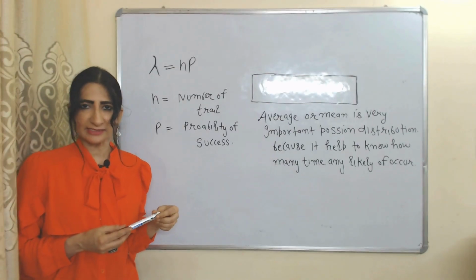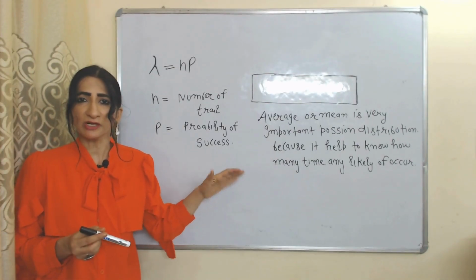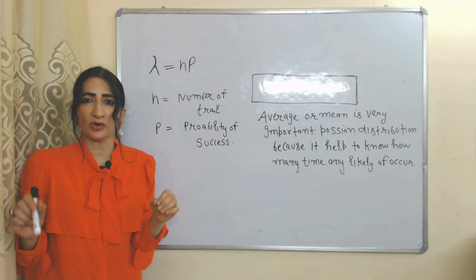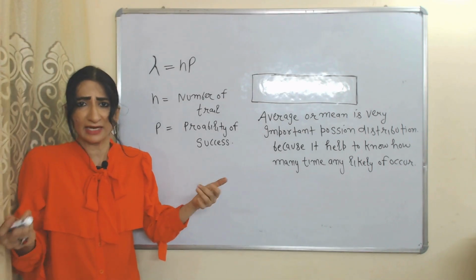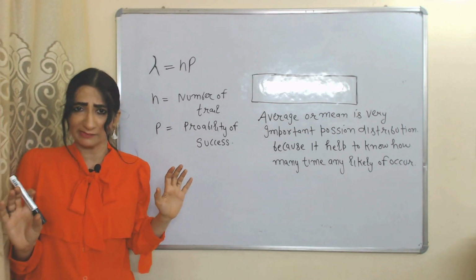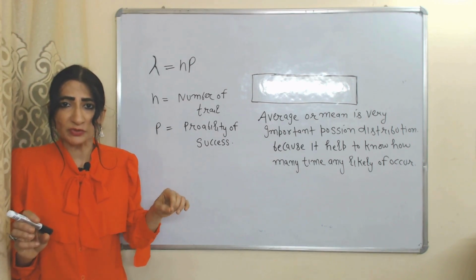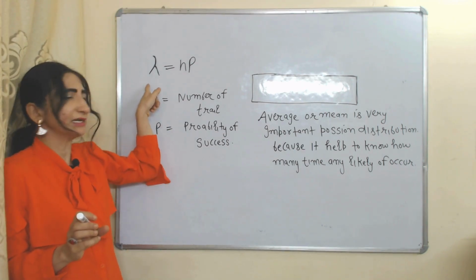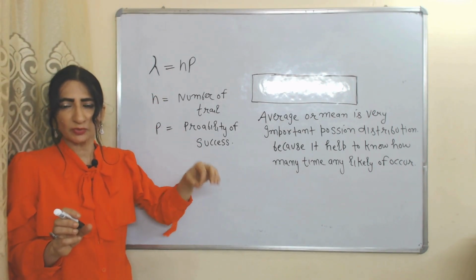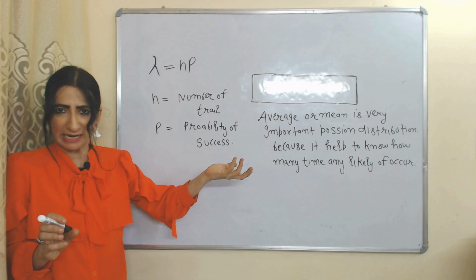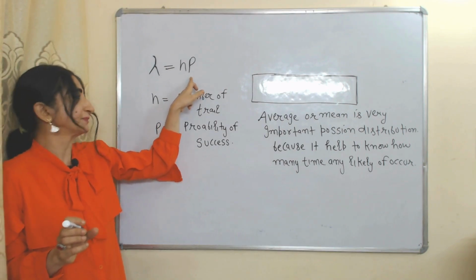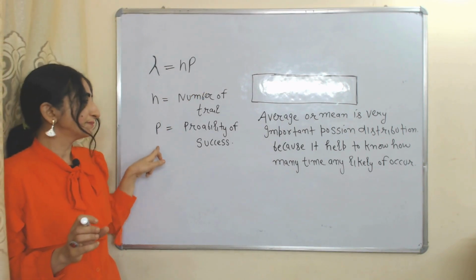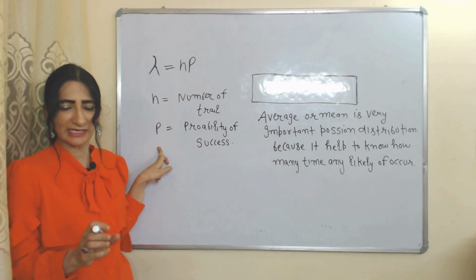Average, or we can say mean, is crucial for Poisson distribution because it helps to know how many times an event is likely to occur within a specific time period. In Poisson distribution, mean is represented by lambda. And the formula for calculating lambda is n into p. N is the number of trials, p is the probability of success.